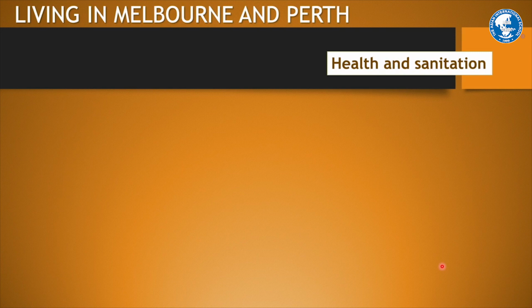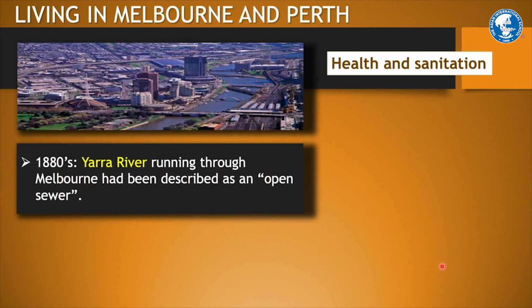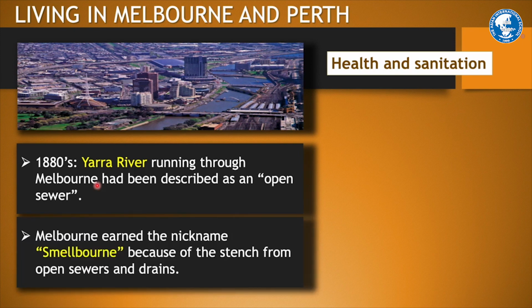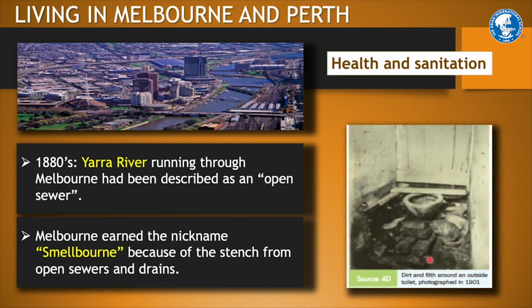So when we say sanitation, it's the process of keeping places from dirt, infection, disease, and others by removing waste, trash, and garbage, or by cleaning the streets. So in the 1880s, the Yarra River running through Melbourne had been described as an open sewer. And Melbourne earned the nickname Smellbourne because of the stench, or the bad smell, from the open sewers and drains. And there's another source, source 40, as you can see here. It's the dirt and filth around an outside toilet, photographed in 1901. So here we can say that health and sanitation was not really good during that time.